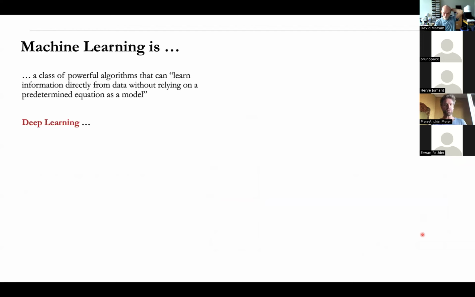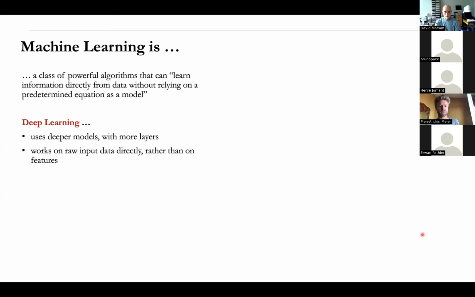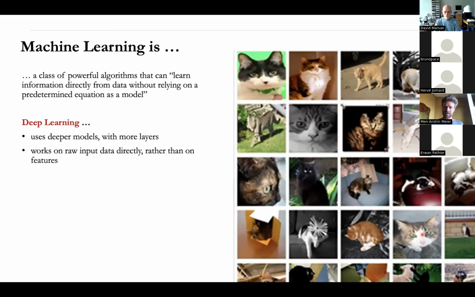And then to go beyond classical machine learning, deep learning just uses deeper models with more layers, and it can work on raw input data directly rather than on data features. And I'll explain this in some detail in just a bit.